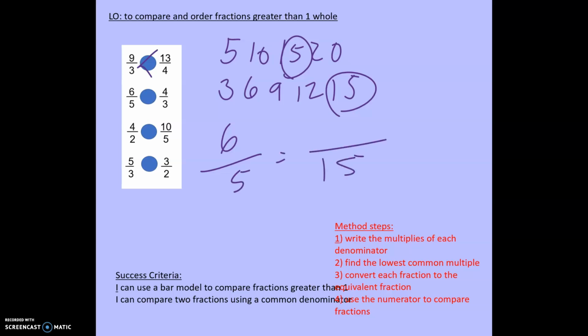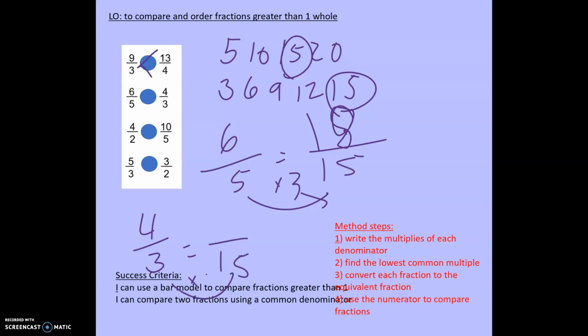So 5 times 3 is 15. 6 times 3 is 18. And then we've got 4/3 into 15ths. 3 times 5 is 15, 4 times 5 is 20. So we've got 18 15ths or 20 15ths. I don't know about you, but if I had a chocolate bar, I'd rather have 20 parts than 18 parts.